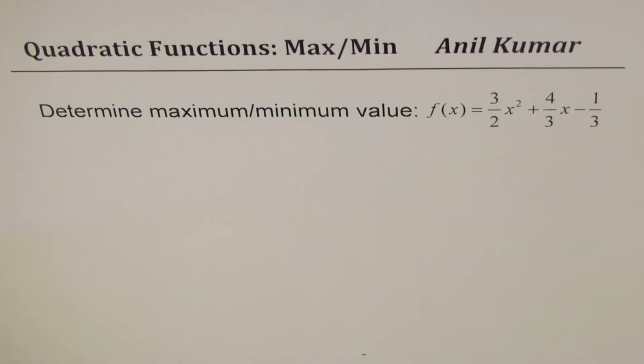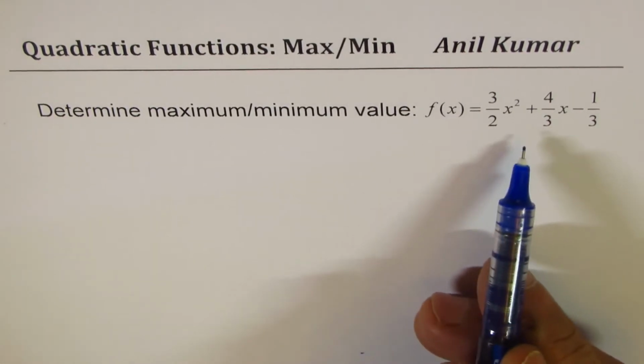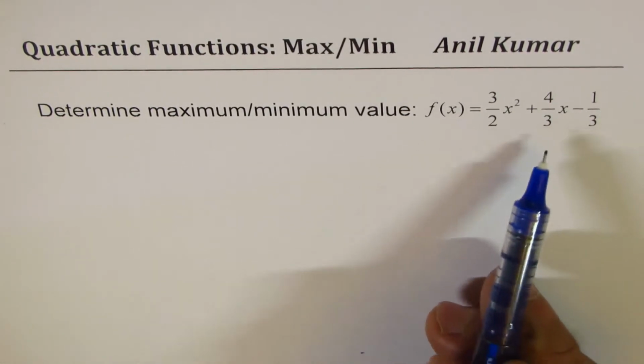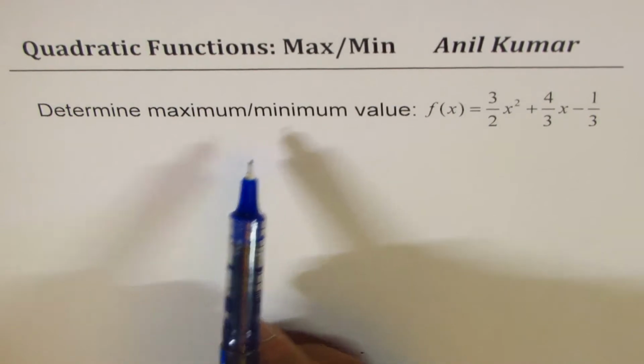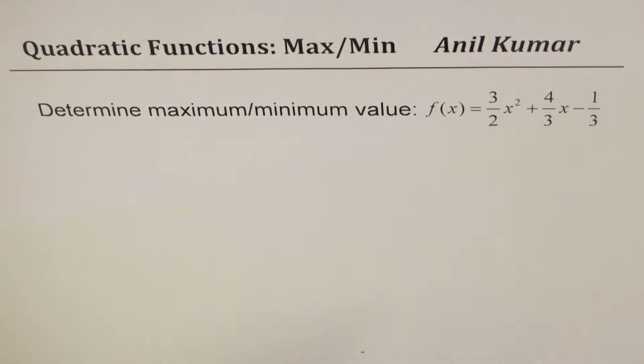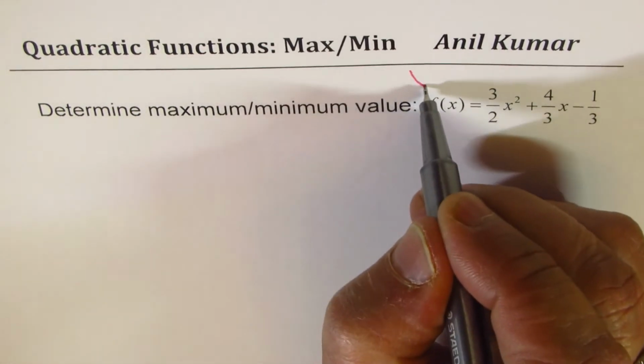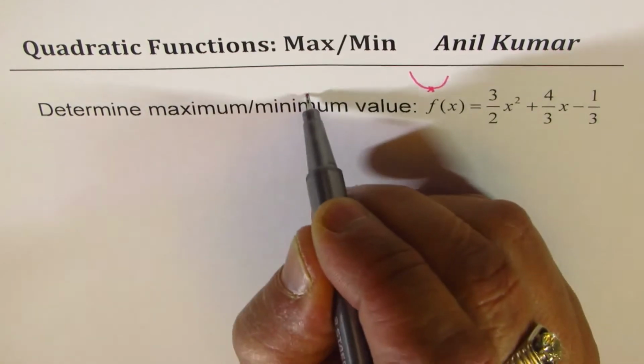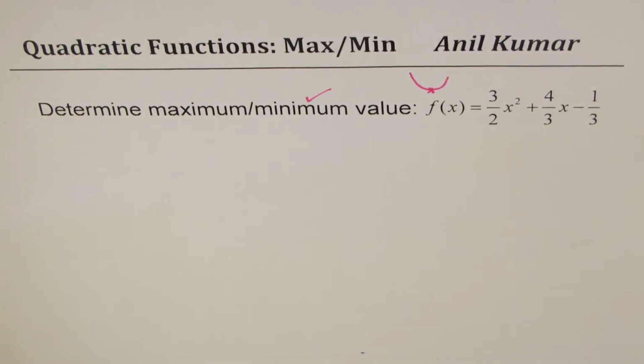I've taken the first equation with fractions. Let's work with these fractions. Find the vertex to find maximum or minimum. Now if you observe, leading coefficient is positive. Positive means the parabola is going to open upwards. So it's a parabola which opens upwards. So we are looking for minimum, right?